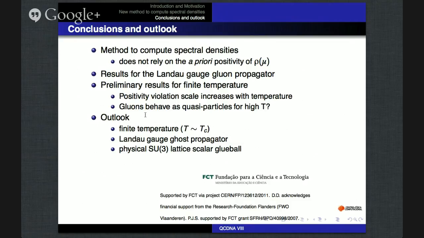Okay. So what would the glueball look like in your spectral density? Would I see a peak, like I would see in a normal physical spectral density?